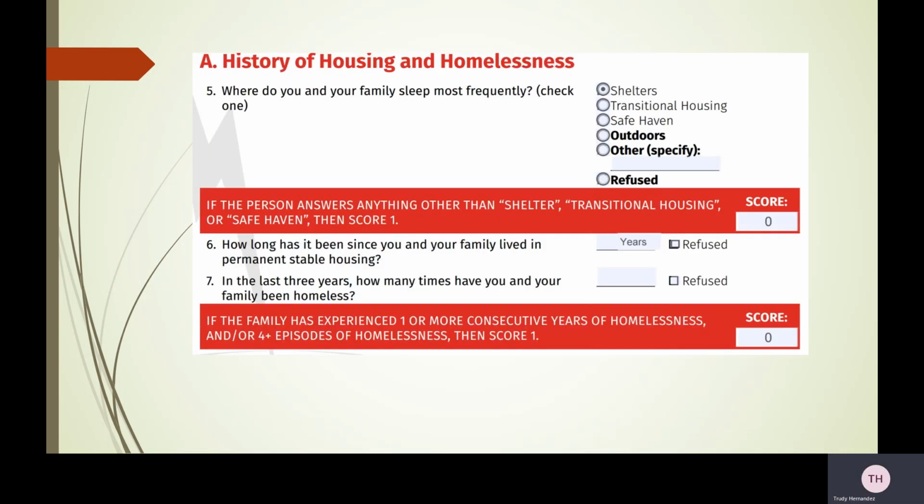So the first component, history of housing and homelessness, this is all the same. So I'm not going to go through this. What I want to point out is that when we're looking at a family system and providing this survey, we want to make sure that we're asking about the most vulnerable person in that family. So whenever we say, where do you and your family sleep most frequently? Let's say that mom and kids are staying in a shelter, but dad is staying outdoors somewhere. For that question, we're going to take the most vulnerable person, which is dad, and select outdoors.